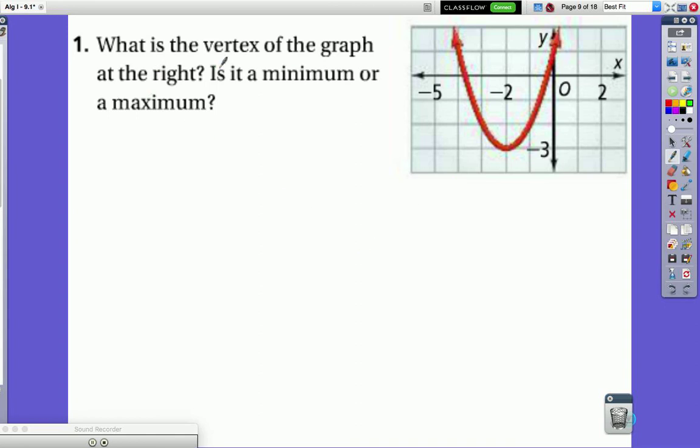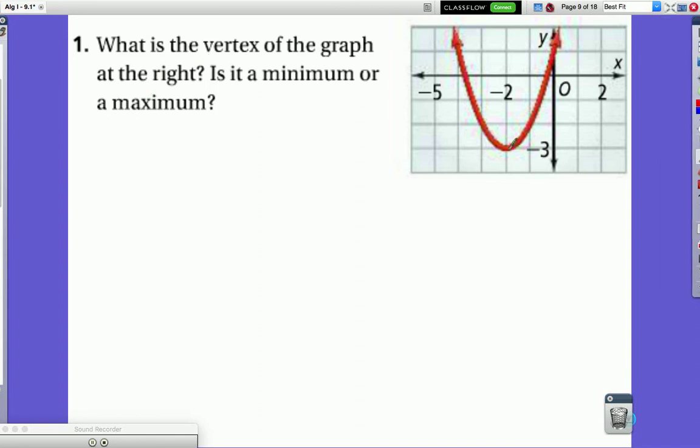All right, what is the vertex? Very easy. Again, find the highest or lowest point. This one we go left 2, so -2, down 3. So the vertex is -2, -3. It asks for a max or a min, so it opens up. This is the lowest point of the graph. This is a minimum.